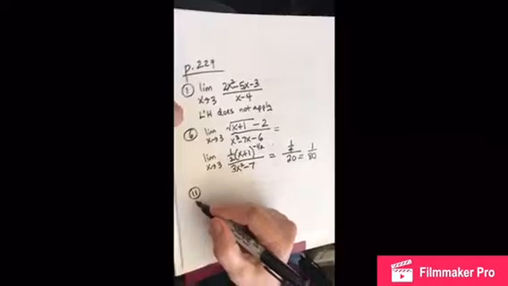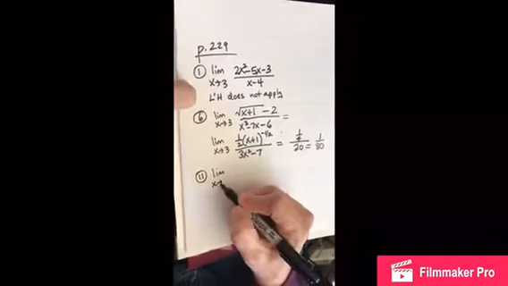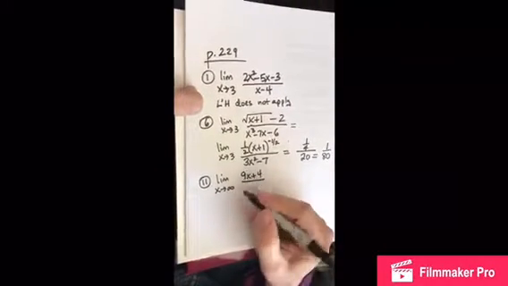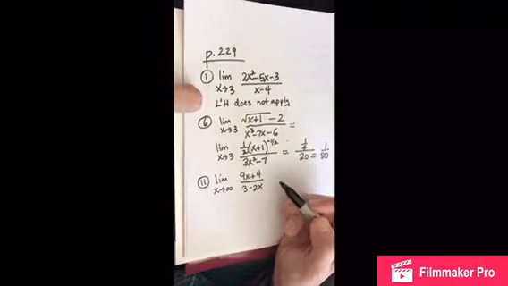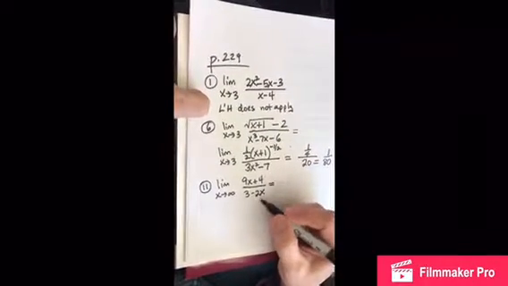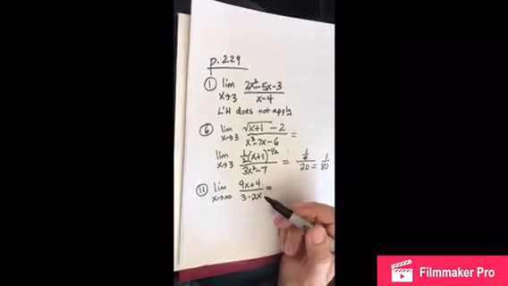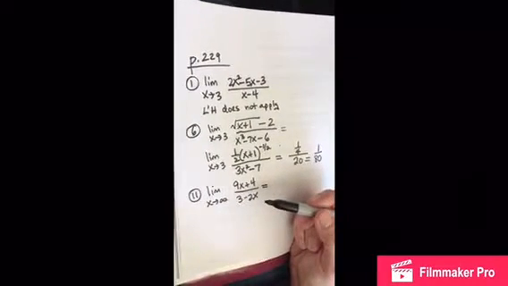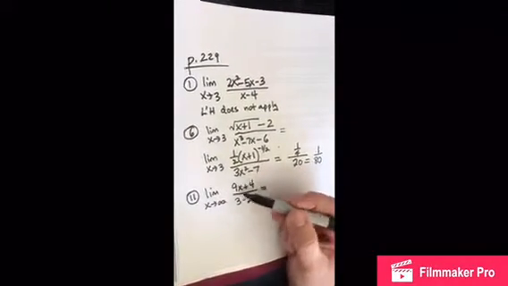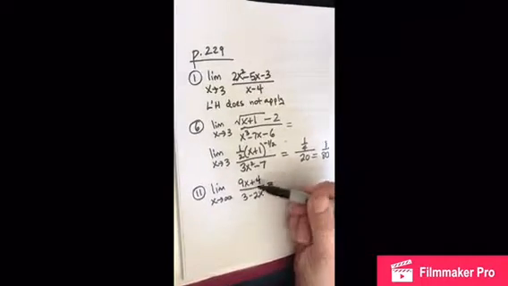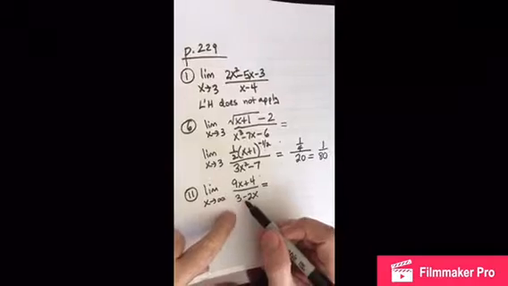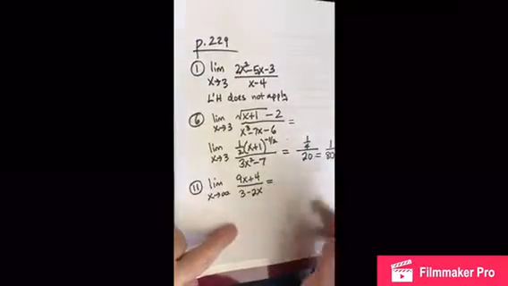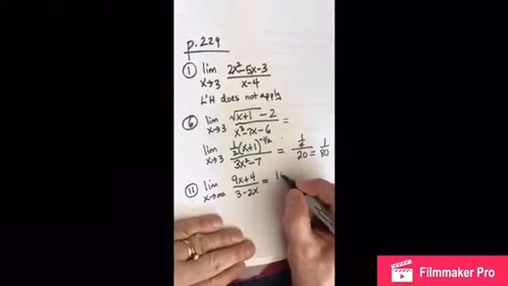Number 11 was the limit as x approaches infinity of 9x plus 4 over 3 minus 2x. Okay, and what happens here, if we try to plug the infinity in, you can't really plug infinity in, but you can talk about what happens as x gets larger and larger and larger. So this numerator would get larger, and the denominator is going to be 3 minus 2 times a number that gets larger and larger. So that one's going to go to probably negative infinity. So we can use L'Hopital's.